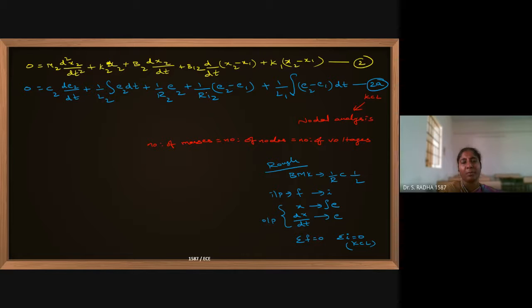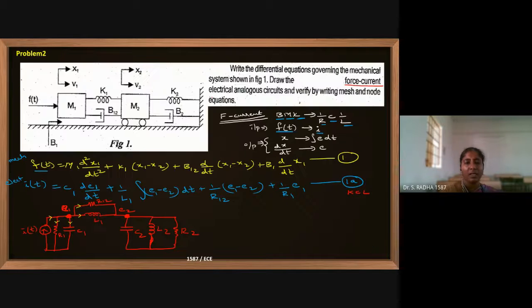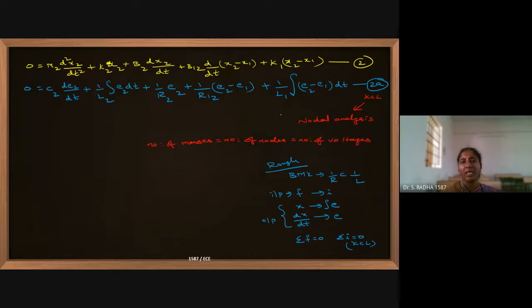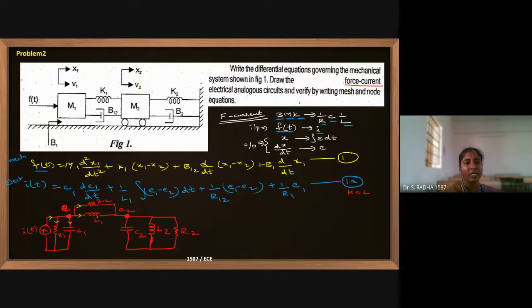Now I have 1 by R12, E2 minus E1. This is between the voltages. Because I am writing the KCL equation for the second node, I have to give importance to E2 first. So E2 minus E1 connects between the voltages. So R12 is already there. Next is 1 by L1, again E2 minus E1. So L1 is also connected between the voltages.